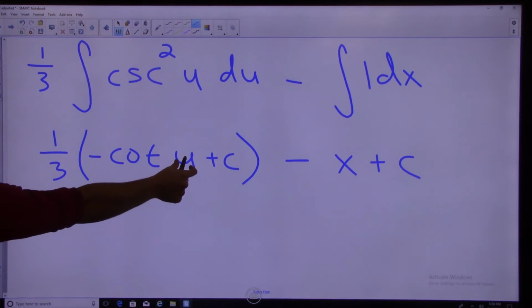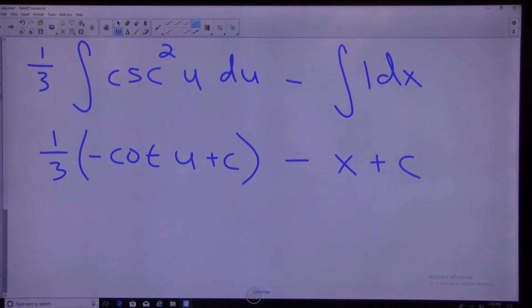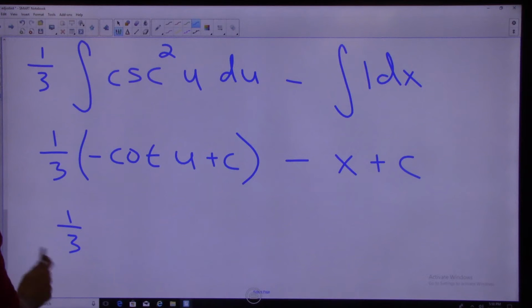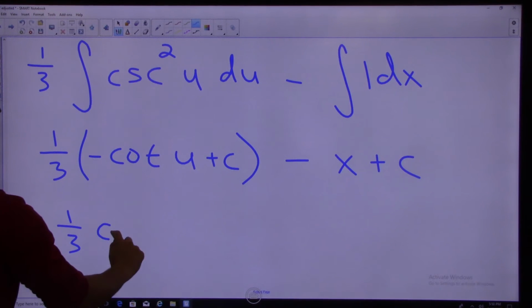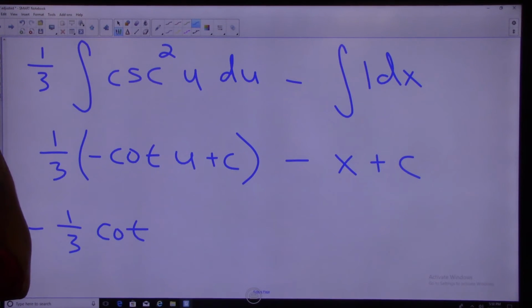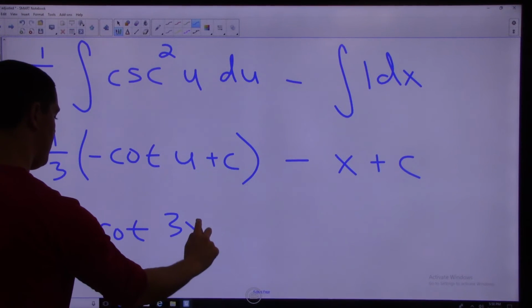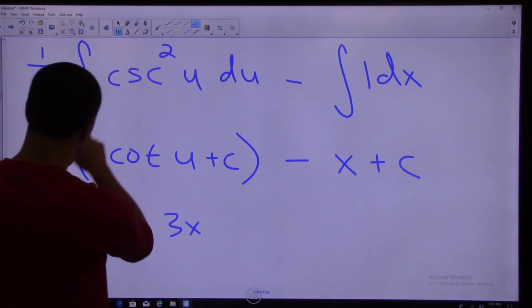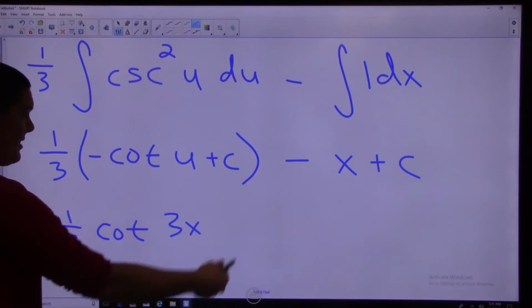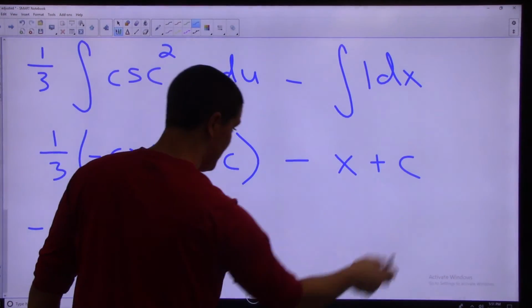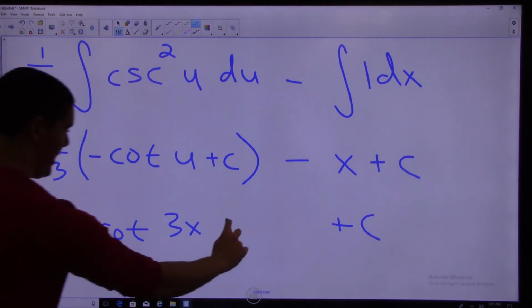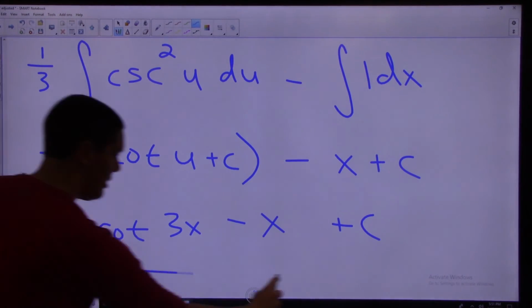Now I'm going to replace u with whatever u is equal to. So this is going to end up being negative 1/3 cotangent of 3x, since u was 3x, and then we've got this plus c. But when we multiply the 1/3 times c, that's still a constant, and when we add this constant, it's still a constant. So it's going to be plus c, and then we still have this minus x. And that is our answer.